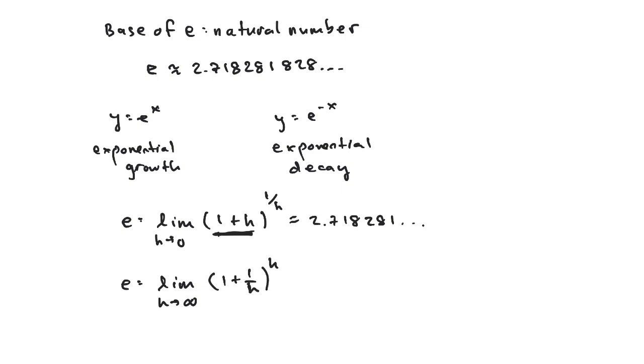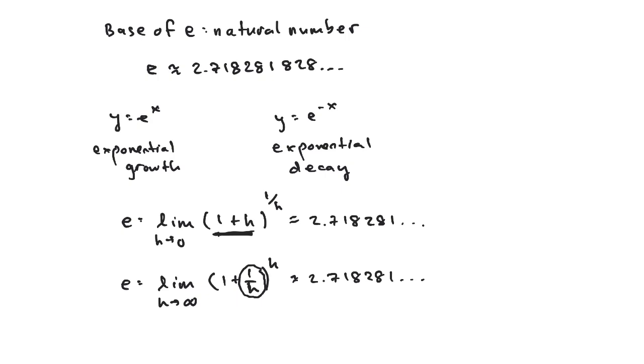And that's basically just saying the same thing, except now instead of making h approach 0, we're making h approach infinity, and that makes this 1 over h get closer to 0. Our exponent gets closer to infinity, and so this here is going to also be this irrational number, 2.718, approximately, going on forever.